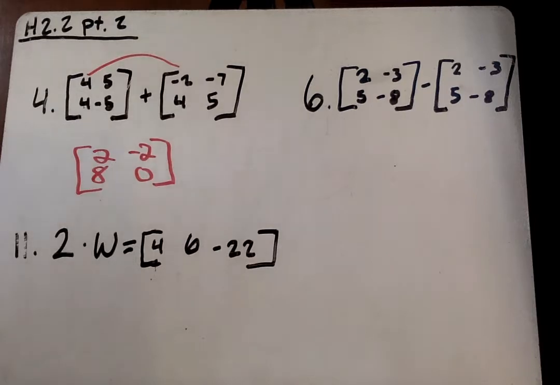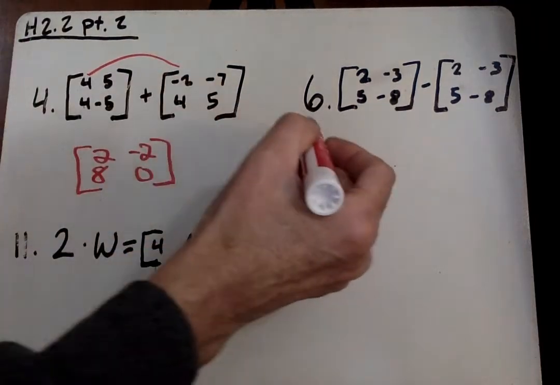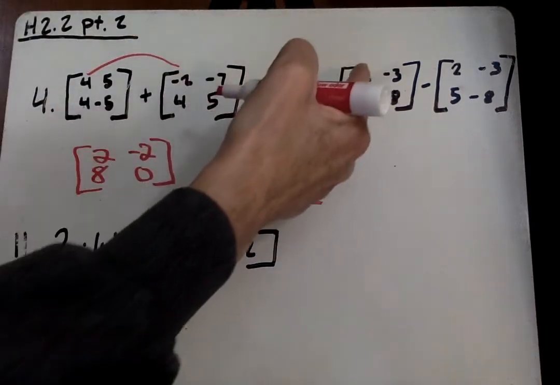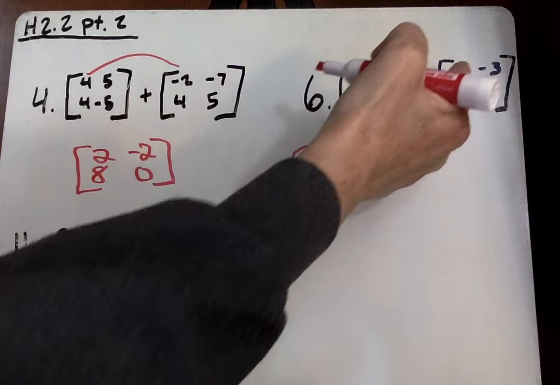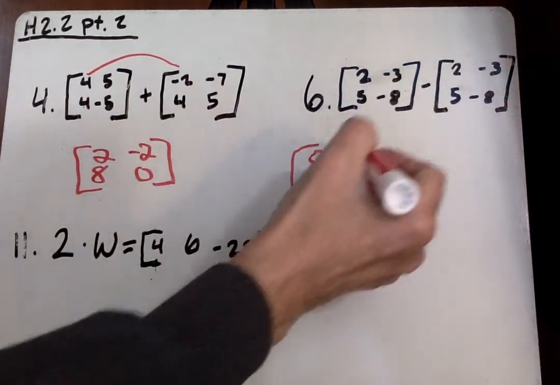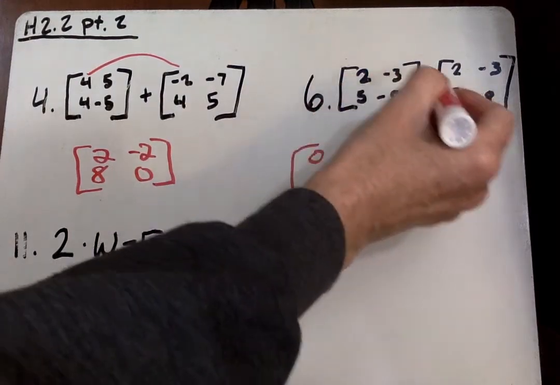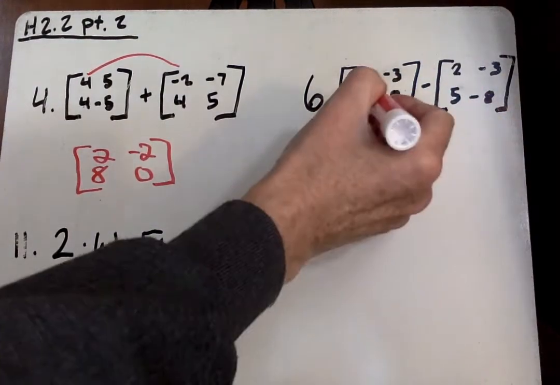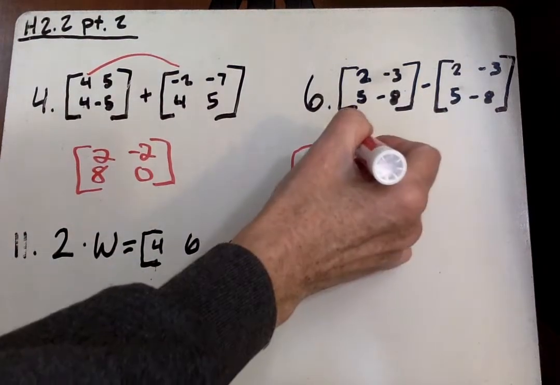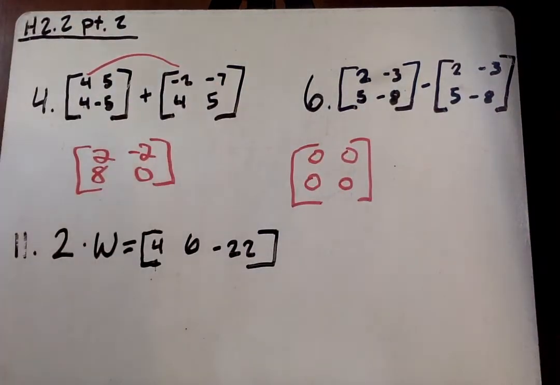Okay. Next, we're going to go ahead and do number 6. We have 2 subtract 2 is 0. -3 subtract -3, 0. 5 subtract 5, 0. And -8 subtract -8, 0. And you end up with that as your answer.